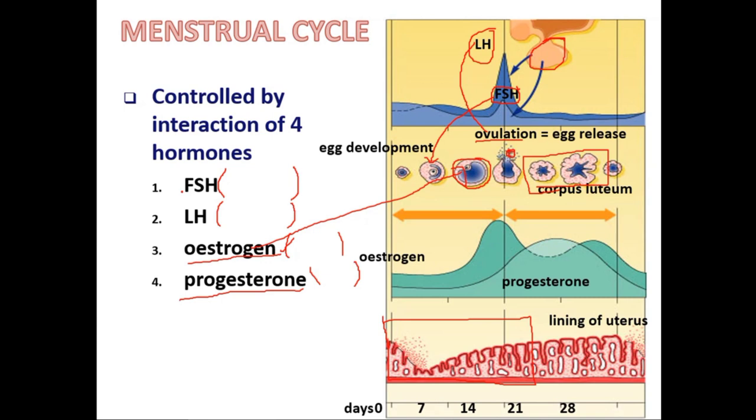And finally, FSH, where does it come from? It comes from the pituitary gland. And where does it work? It works in the ovary as well. Okay. So you need to understand those four hormones. Okay, they are absolutely critical and they are the key to understanding how the menstrual cycle works.